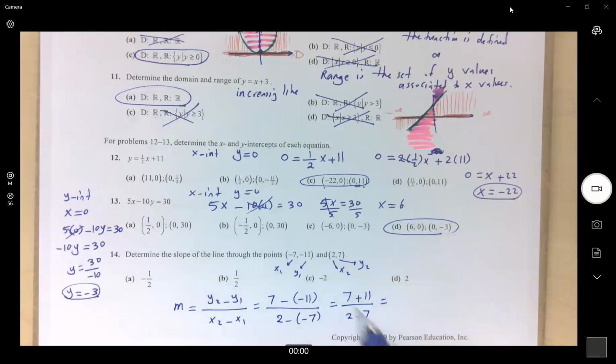Guys, you cannot cancel out 7 and 7. It's a no. You get 18 divided by 9, which is 2. This is the slope of your line passing through these 2 points. Let's take a look at the next page.